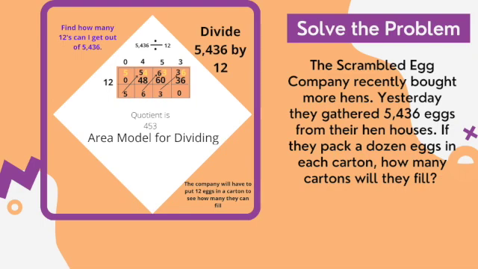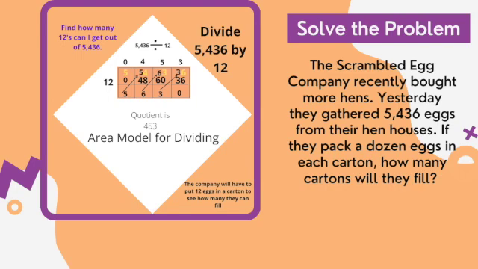Let's start with the first box. How many 12s can we get out of 5? Well, none, because 5 is less than 12. So place a 0 over the 5 and multiply that 0 by 12, and 12 times 0 equals 0. Then you subtract 5 minus 0, which gives you 5. Now that 5 that's left over moves over to the 10 place and becomes 54.